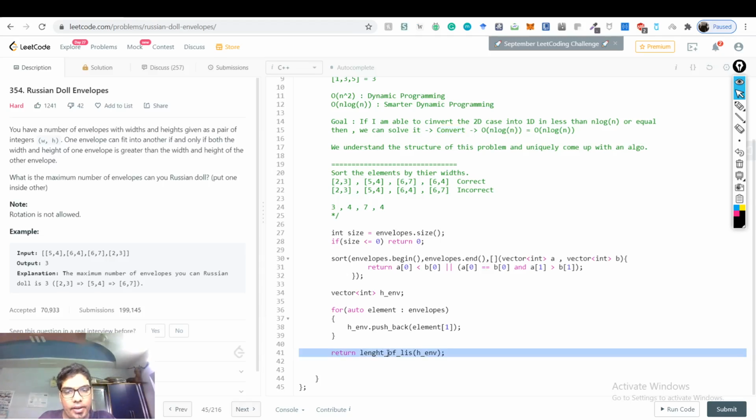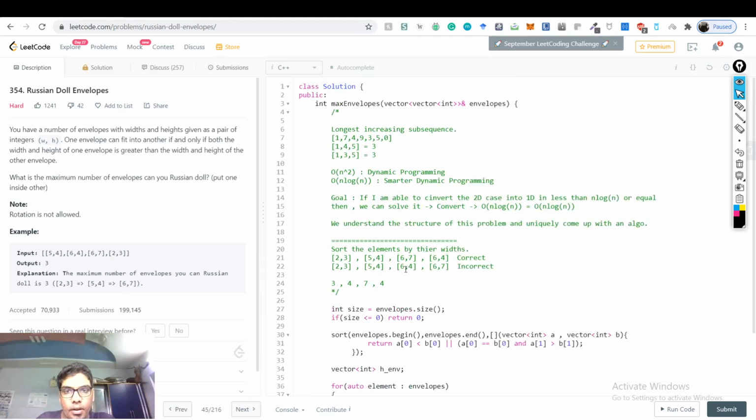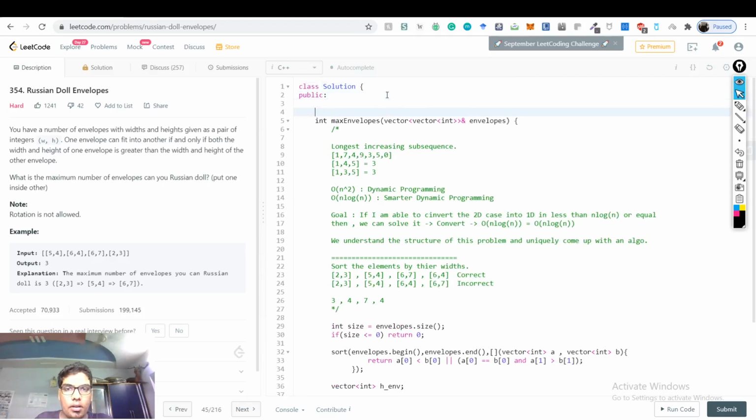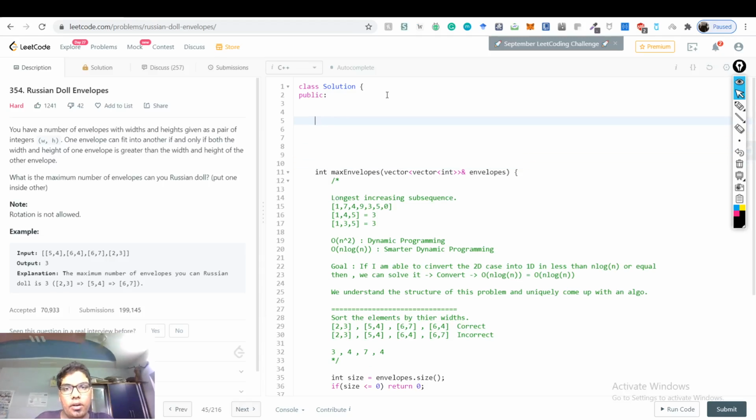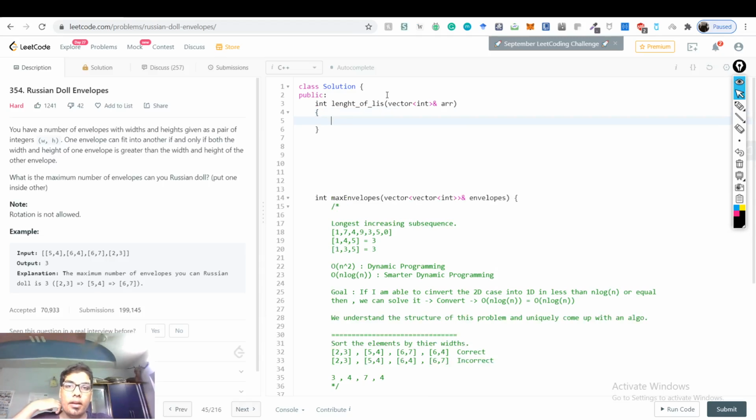So this length of LIS function, if I am able to write it in n log n, then we are done, right? So let's actually write this function. The length of LIS is a function which takes in a pointer to a vector of int, let's call it array, and it returns the length of the longest increasing subsequence, right?